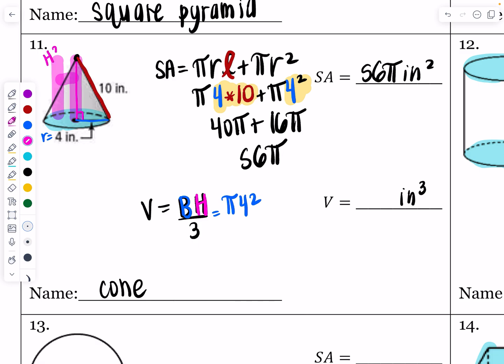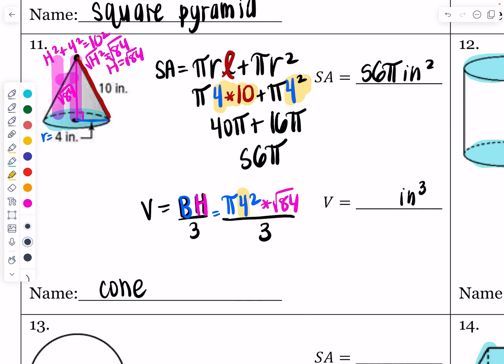So I'm going to do h squared plus 4 squared equals 10 squared. And so I'm going to do 10 squared in my calculator minus 4 squared. That is going to give me h squared equals 84. So h is going to be equal to the square root of 84. And so I'm going to leave it like that, square root of 84. And so that's going to be times root 84. I'm going to click enter, and then I'm going to divide by 3.